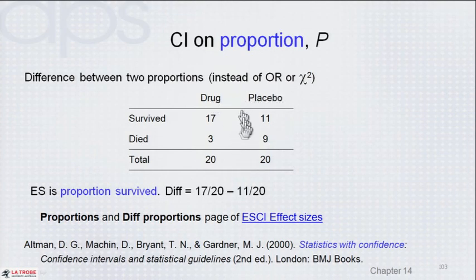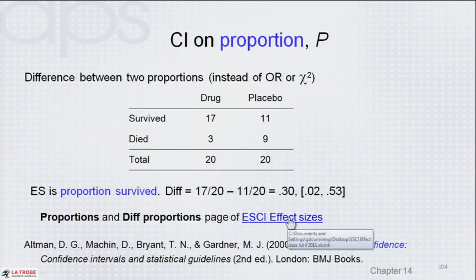And assuming we've got independence here, I can say, well, look, the survival proportion for drug is 17 out of 20. And the survival proportion for placebo is 11 out of 20. What's the difference? And can I put a confidence interval on it? Yes and yes. The difference is 0.3, and ESCI effect sizes allows you to calculate the confidence interval on that difference, which is 0.02 to 0.53.